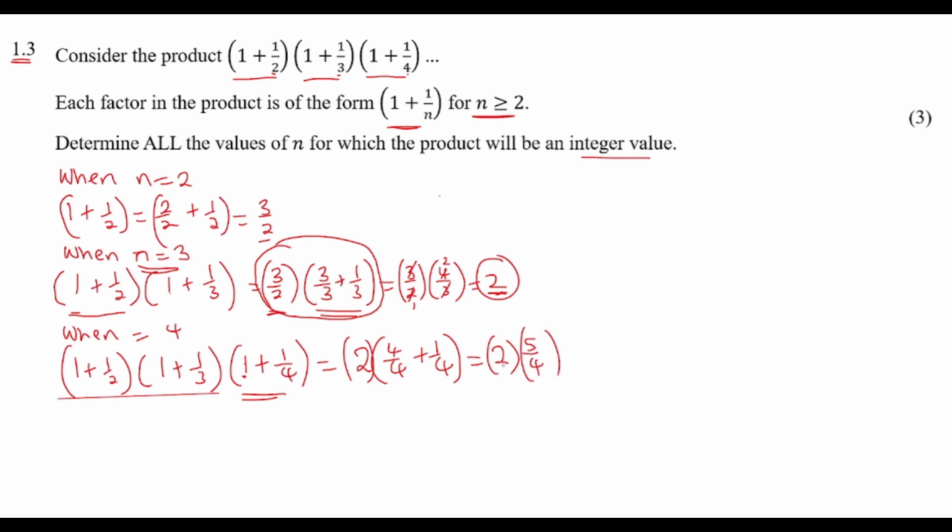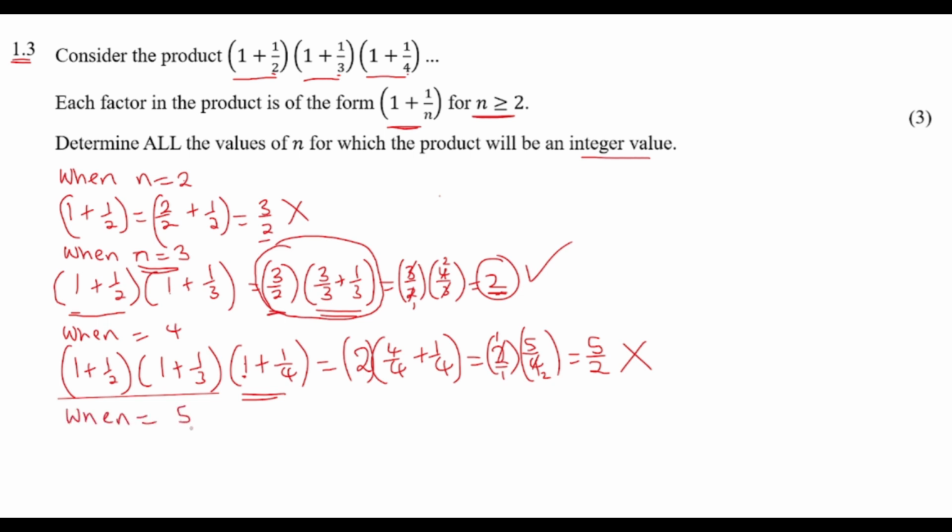We can cancel across multiplication. 2 is like 2 over 1. So we can say 2 into 2, 1, 2 into 4, 2. So this one will give us 5 over 2. It's not an integer. Okay, we have an integer here. Right? So when n is equal to 2, the product is not an integer. When n is equal to 4, the product is not an integer. But when n is equal to 3, the product is an integer. Let's check the last one.